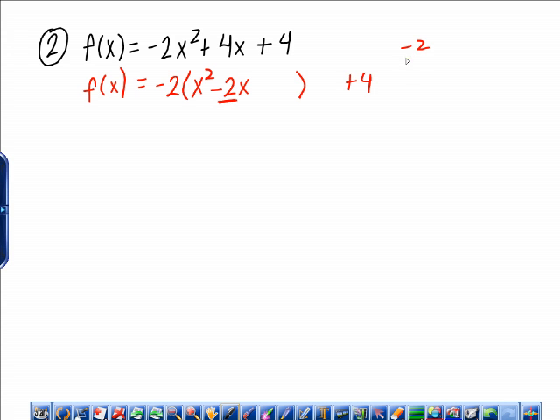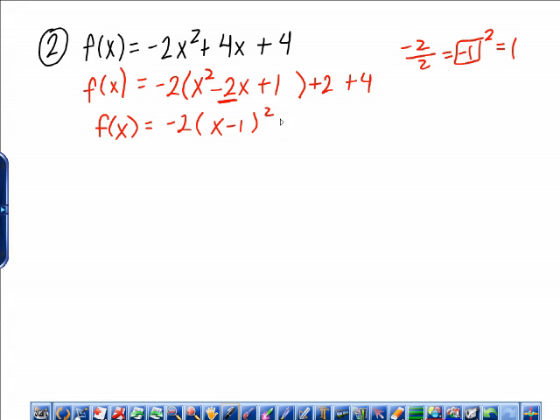Okay, so we take this number, negative 2, you half it, you get -1. You box it, you square it, you get +1. That's the magic number that completes the square. Now, what I really did is -2 times 1. So I have to do the opposite, +2. Okay, so now I have f of x equals -2 (x minus 1) squared. If you're not sure what that number is supposed to be right here, just look in the box, +6.